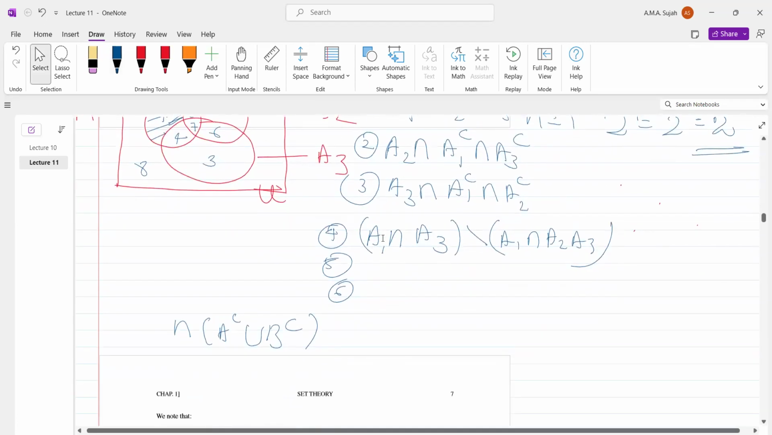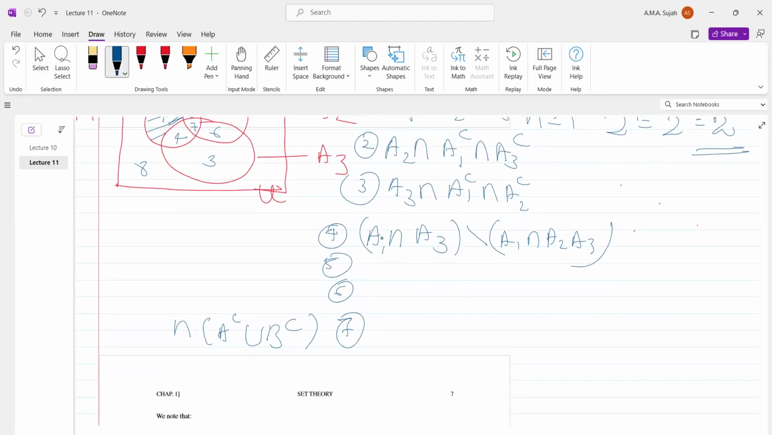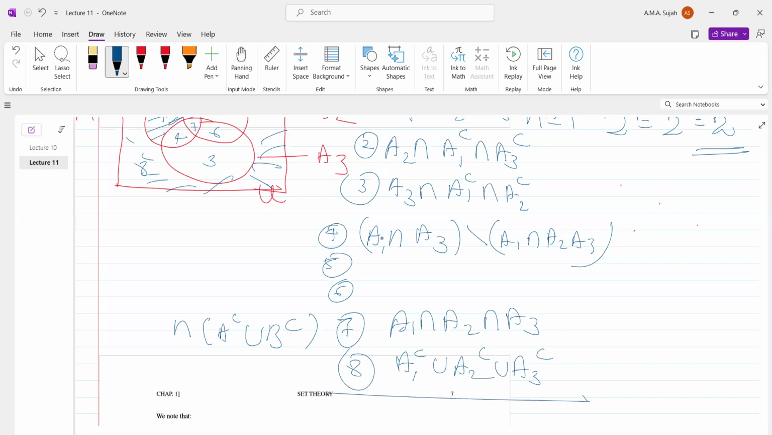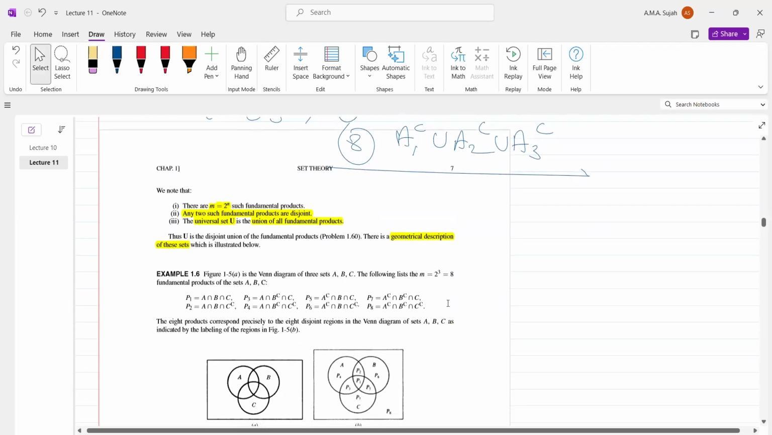How about the seventh area? The seventh area means this one, right? So A1 intersection A2 intersection A3. How about the eighth one, outside this area? How can you write? A1 complement union A2 complement union A3 complement. So these are the 8 areas, right? So you can check here, right?